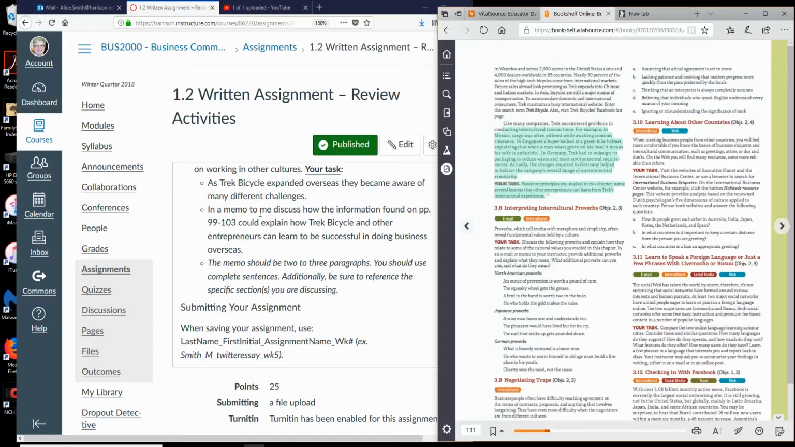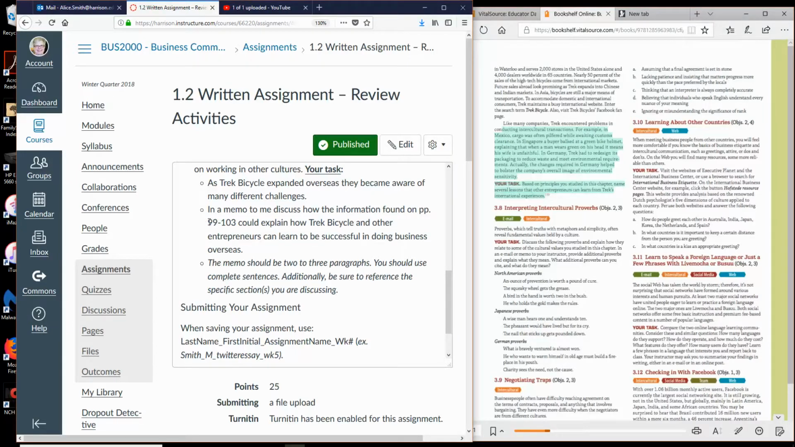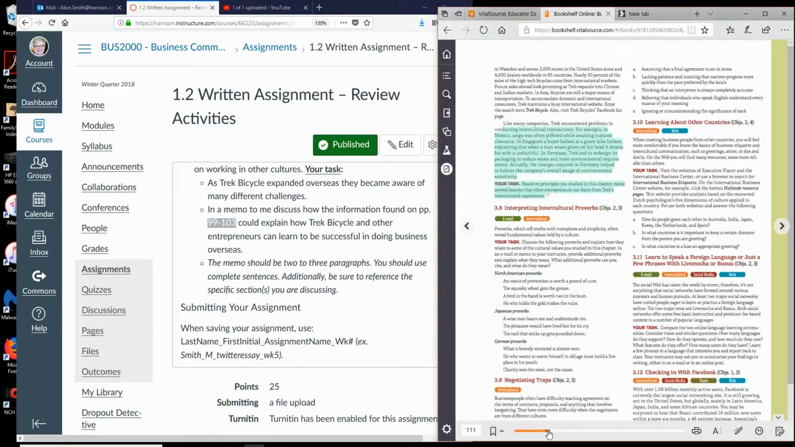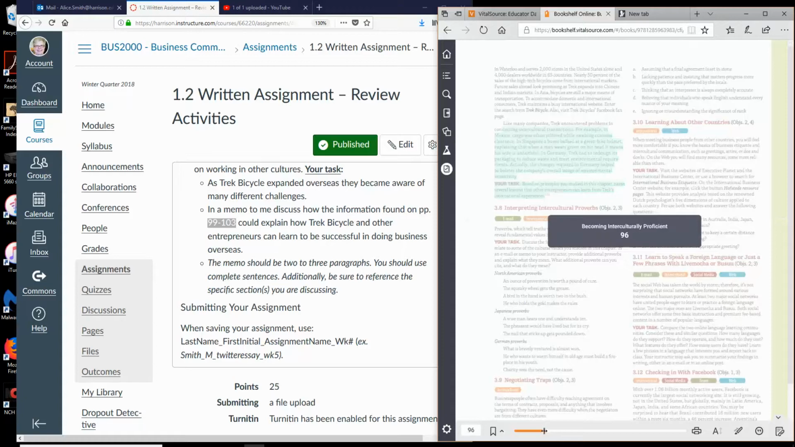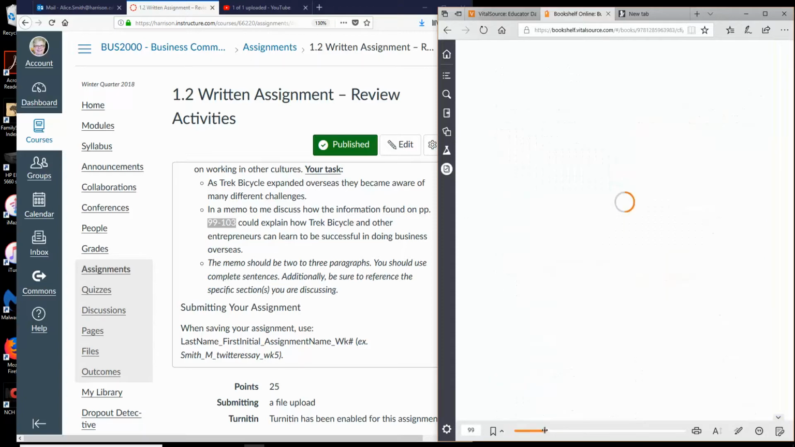In a memo to me, there's that memo thing, discuss how the information found on pages 99 to 103 could explain what Trek Bicycle and other entrepreneurs can learn to be successful. See, I tell you exactly where to go right there. The memo should be 2 to 3 paragraphs, complete sentences. Be sure to reference the specific sections you are discussing. Okay? So we need to go back to page 99. Yep, went over right there.